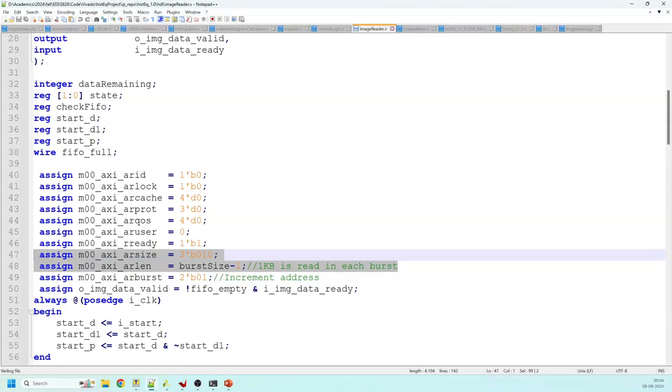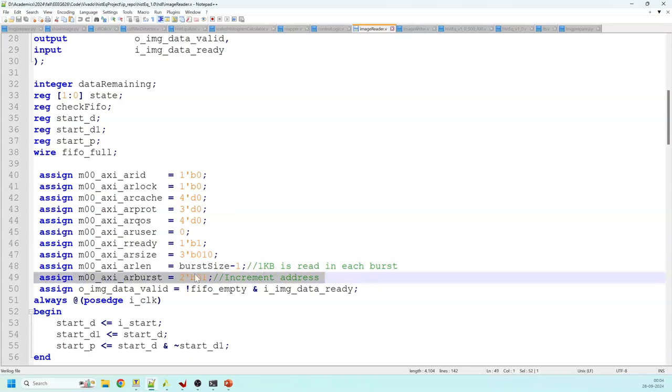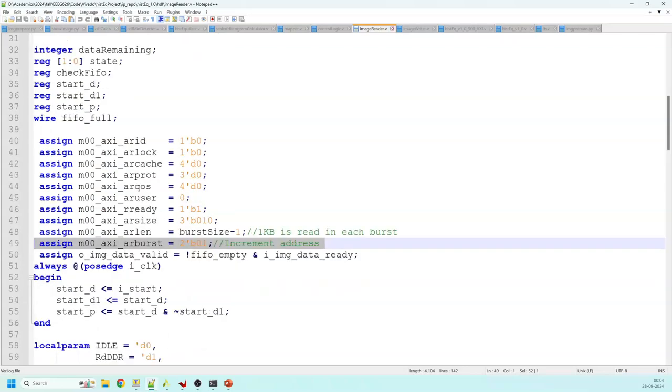Whenever it reads the image from the memory, it makes a read request to the DDR, and when it makes a read request, it is basically requesting 1 kilobyte of data. Again, burst type is 1. That means after each read, the address will be automatically incremented. You have to look at the AXI specification to completely understand what each signal does, then you might be able to appreciate it better.